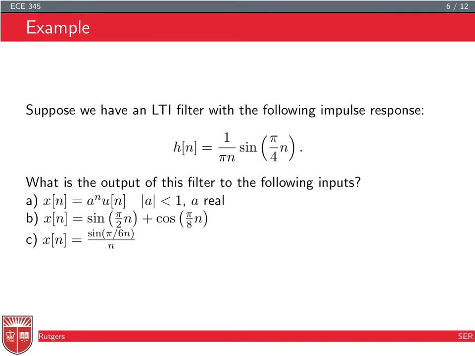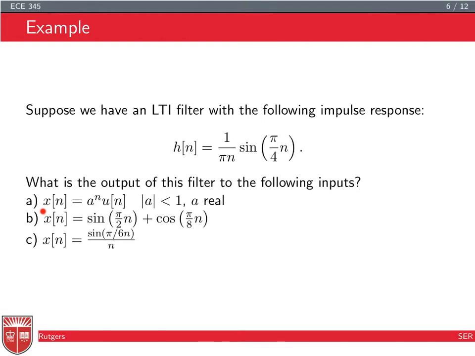So let's apply the convolution property by doing the following problem. Suppose that we have an LTI system or LTI filter with the following impulse response: h[n] is 1 over πn sin(πn/4). And the question is, what is the output of this filter to the following inputs?